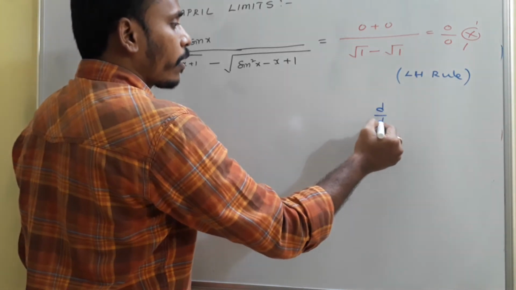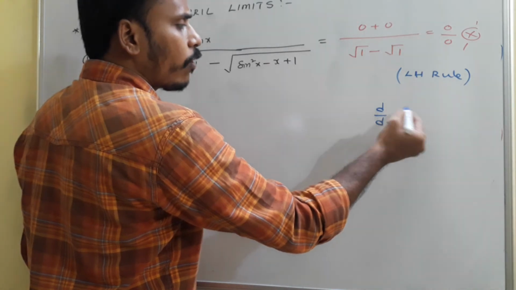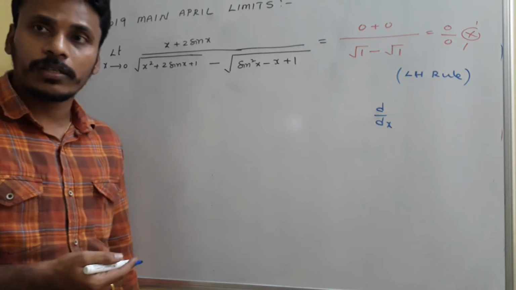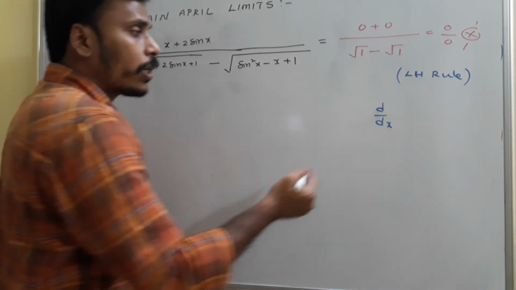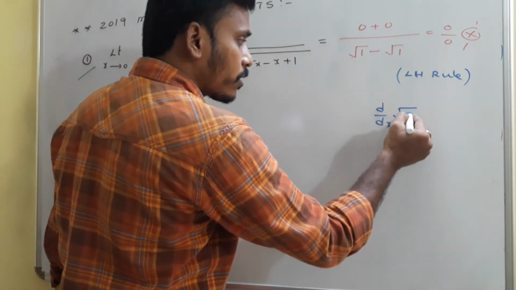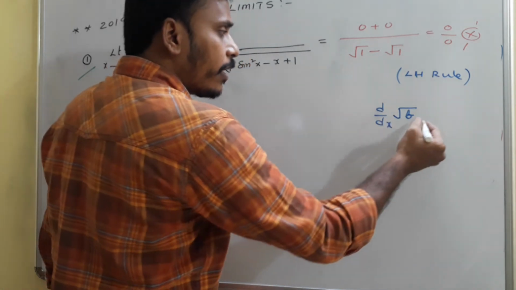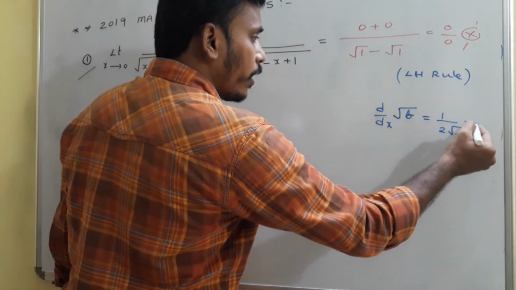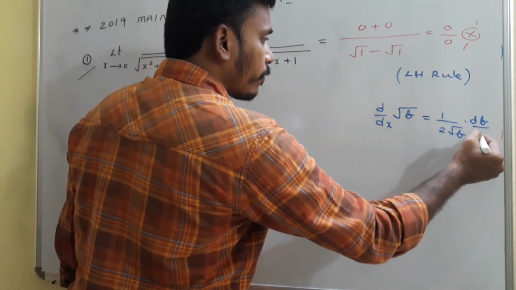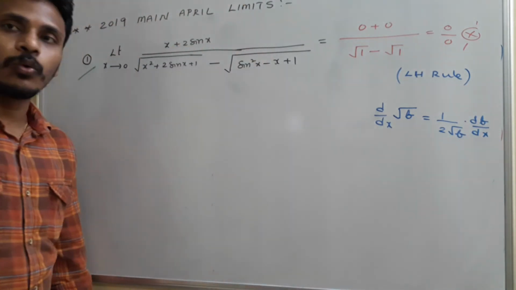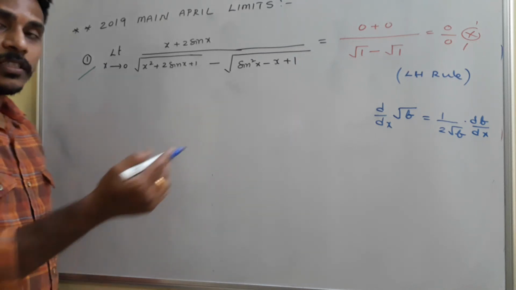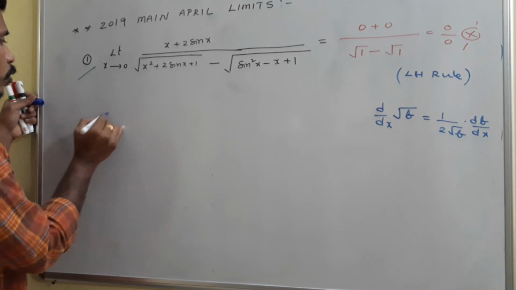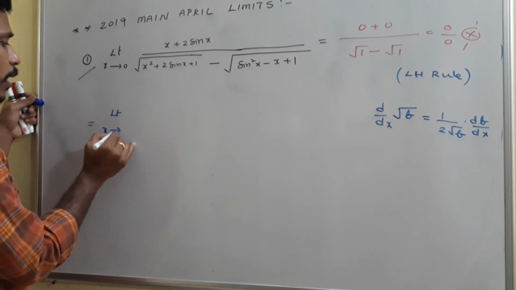For suppose, what do you say about the derivative of x square or x or sin x? I think you all know, for x square it is 2x, for sin x it is cos x. And what do you say about the derivative of a function like root f? The derivative of root f is simply 1 by 2 root f into derivative of f. 1 by 2 root f into derivative of f. Just use this for the denominator.